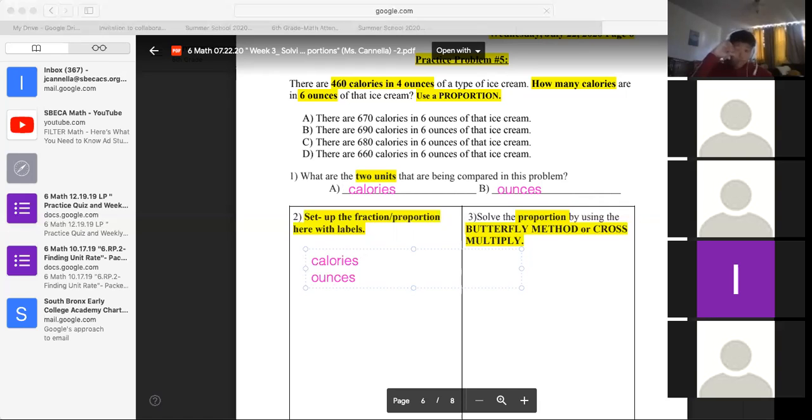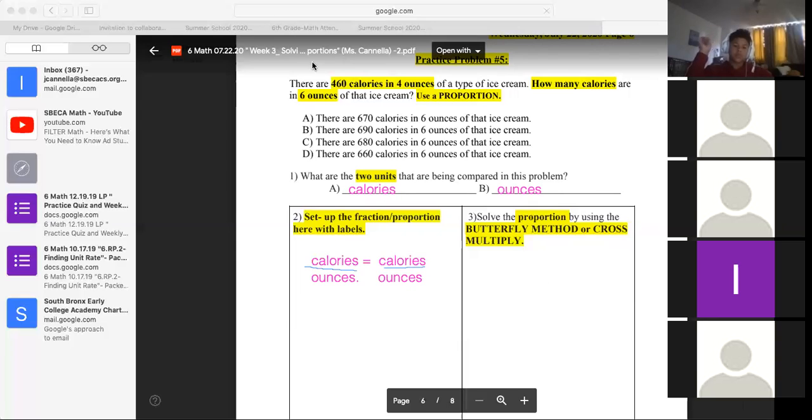Calories over... yep, you got it. Equals calories over what, dear? Ounces. Great. Remember, I got to make the division slash, so I'm going to do it in blue. All right. Now we're going to substitute the numbers, and then we're going to do the butterfly method.